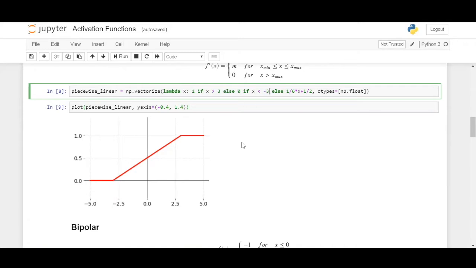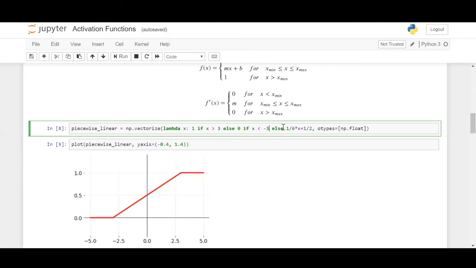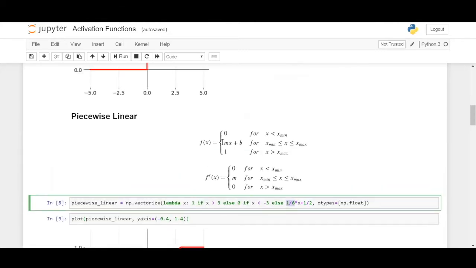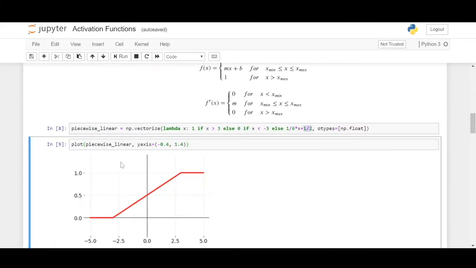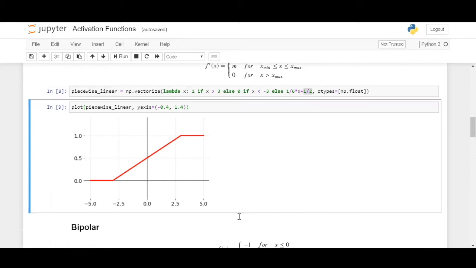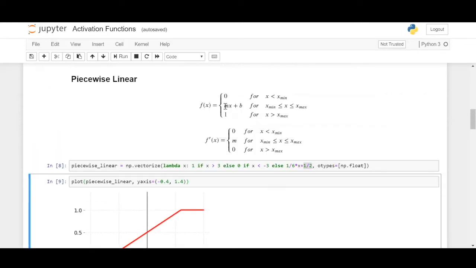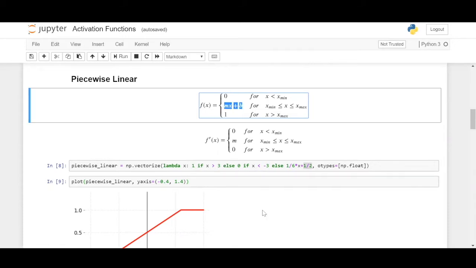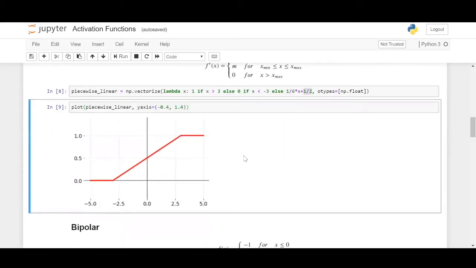And we have implemented this function where m is equal to 1.6. Basically we are just trying to re-implement this one, and b is equal to half, and we are plotting this one here. So if it is less than minus 3, it is here, and if it's between minus 3 and plus 3, you can see a line here because mx plus b is the equation of a line, and it is 0 or 1 in the other ranges.